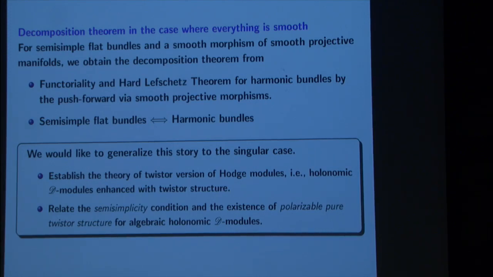As I mentioned, we have two issues. One is to establish the theory of twistor version of Hodge modules, which should be the theory of holonomic D modules enhanced with twistor structures. And we would like to relate or characterize the semi-simplicity condition and the existence of polarizable pure twistor structure for algebraic holonomic D modules.